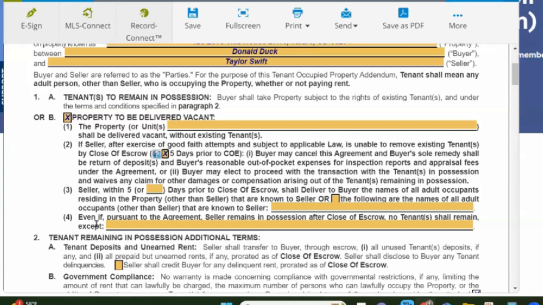So anyways, and then let's see, the seller shall, prior to close of escrow, deliver to the buyer the names of all adult occupants residing in the property other than the seller that are known to the seller, or they can give them the names here. So basically this is saying that the seller has to give the names of everybody that's living in the property. And then if we use that seller in possession form that we just talked about, no tenant shall remain except. So if the seller's staying in possession, and the roommate's going to stay in possession as well, we would put the roommate's name here.